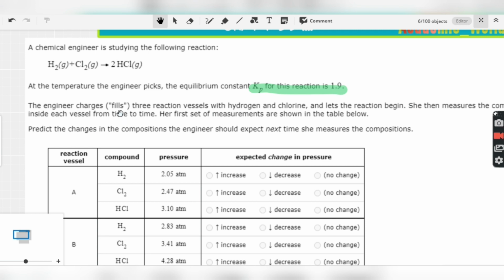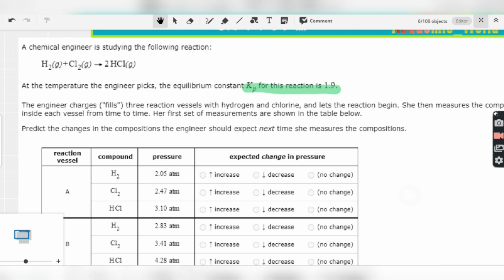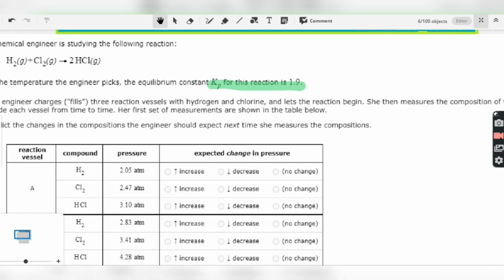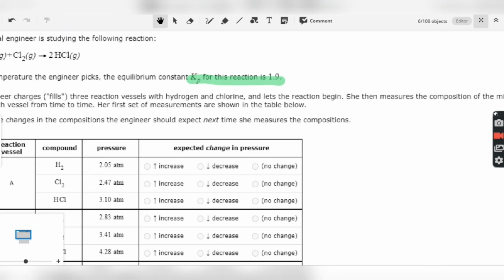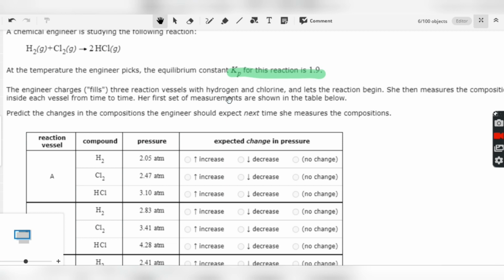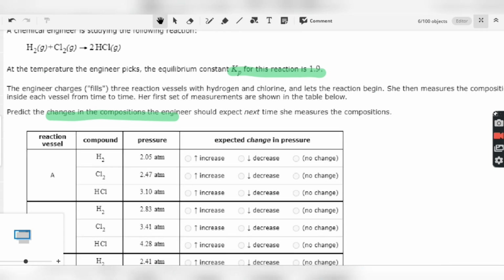So the engineer charges 3 reaction vessels with hydrogen and chlorine and lets the reaction begin. She then measures the composition of the mixture inside each vessel from time to time. Her first set of measurements are shown in the table below. So we have to predict the change in the composition the engineer should expect the next time she measures the composition.